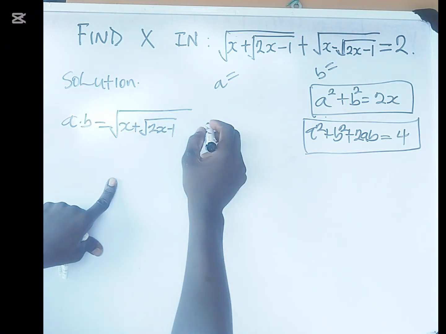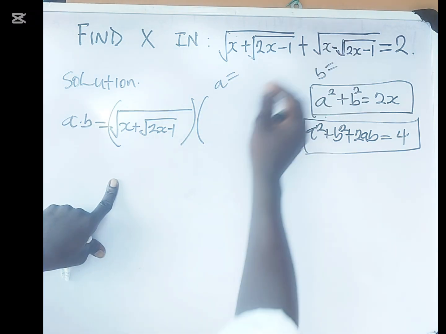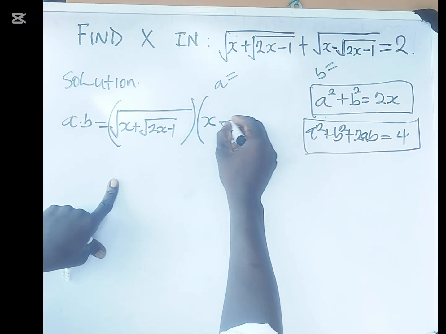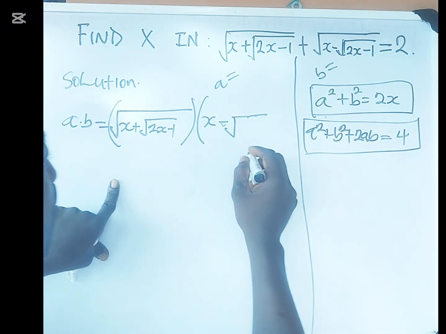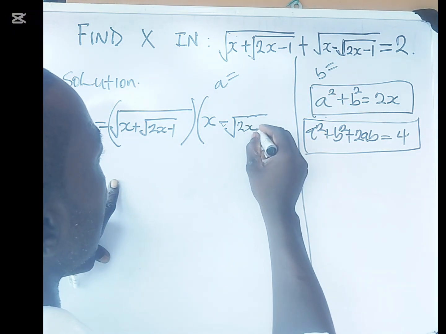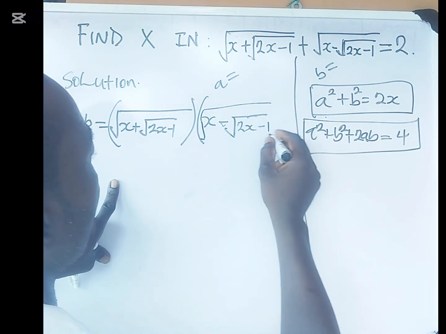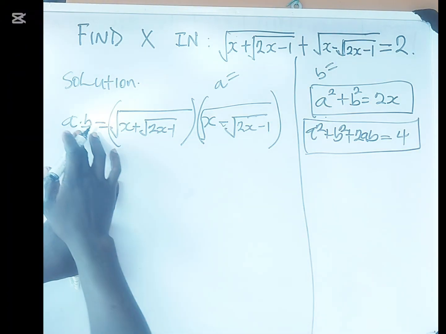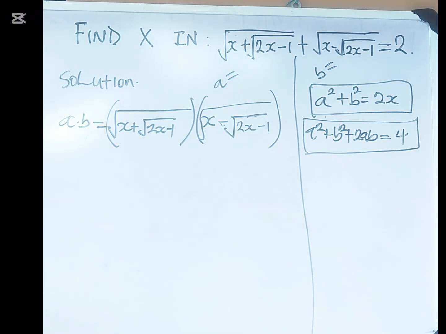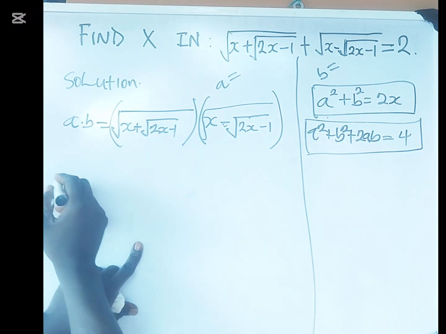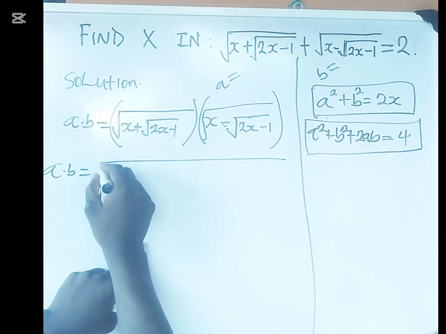This is A on its own, but it's going to multiply B, and B is this, root of x minus root of 2x minus 1. Remember, there is a root sign covering everything. So this is A times B. This is what it means in terms of x. So let me expand this. A times B will be equal to, I have a very big root sign.